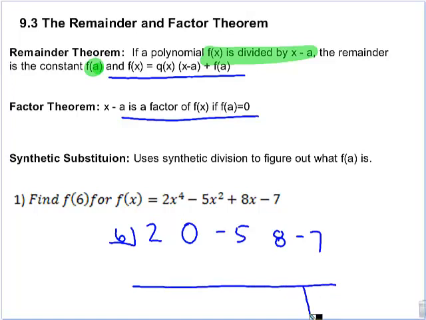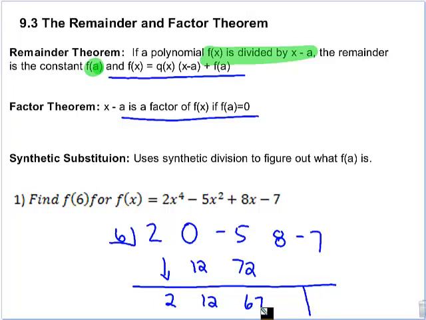So what do we do first for this? Yeah, drop down the 2. Drop down your first value. And then you start with multiplying. So 2 times 6 is 12. Now we add our next column together. So 0 plus 12 is 12. Then we multiply again. 12 times 6 is 72. Negative 5 plus 72 is 67.